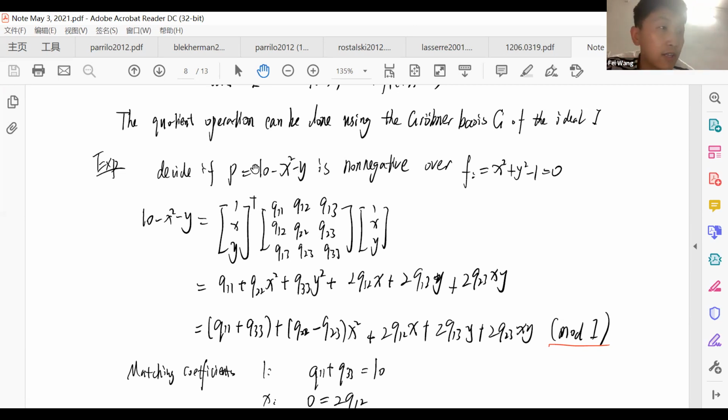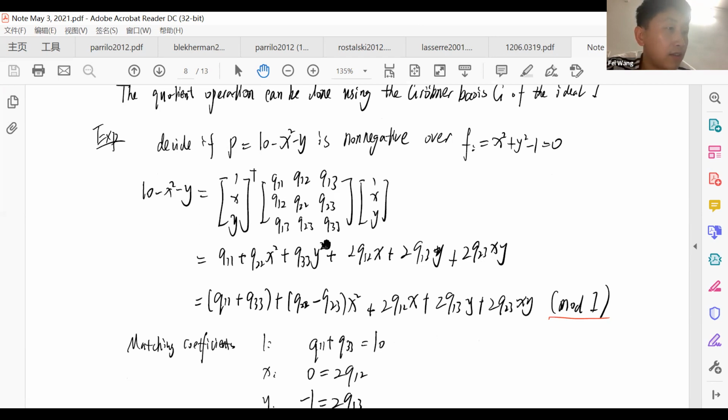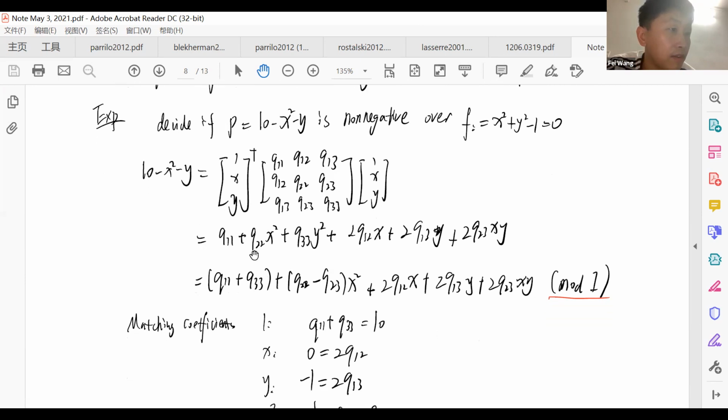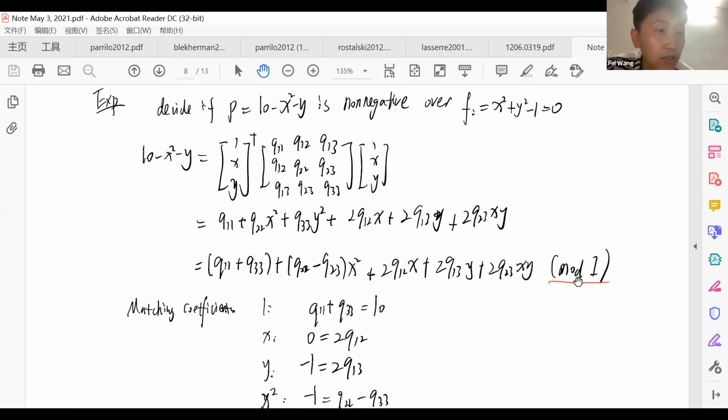So instead, we write this polynomial, 10 minus x squared plus y, in a matrix product form, and then we expand it. Now we do the modular operations. And in this step, this can be done by Grobner basis.